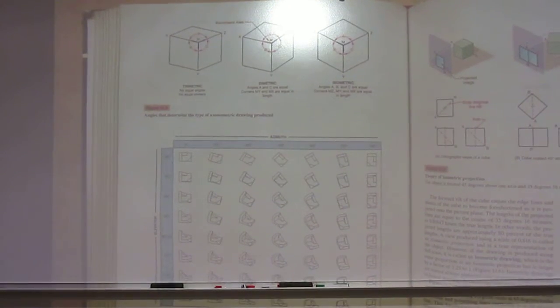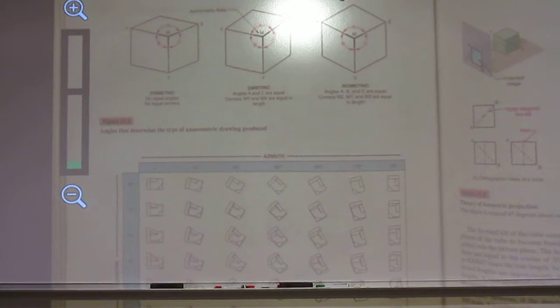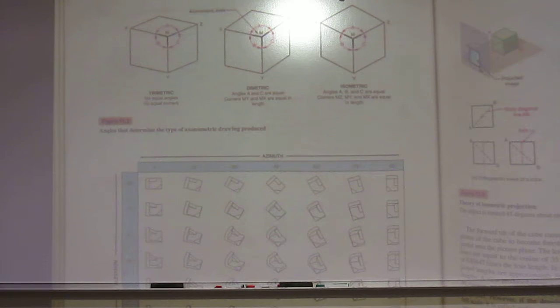I referenced this figure on the board yesterday. What page is it? 580. Correct. Figure 11.3, page 580. Can anybody tell me what the differences are between these 3 views? We have an iso, a di, and a tri. Yes, Lisa? Angles, and axis, and how many are equal or not equal?